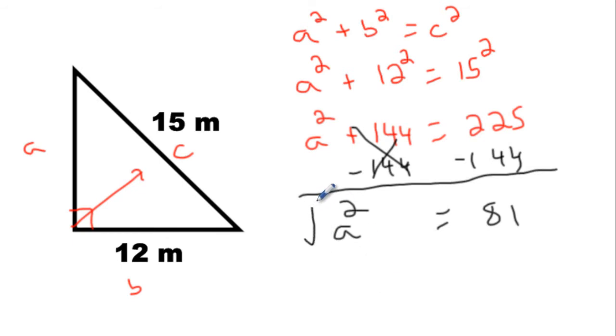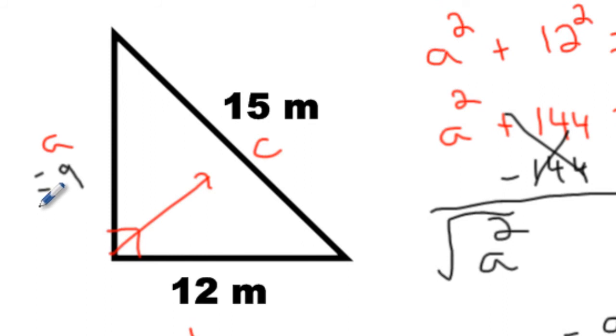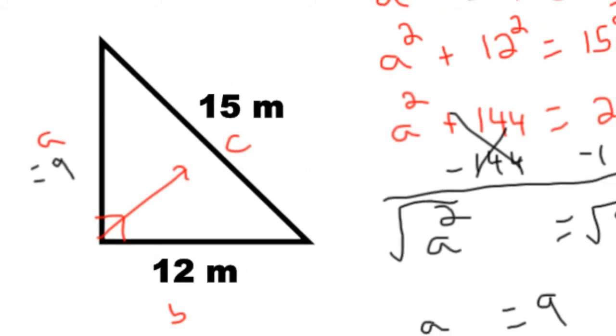We'll just square root a squared. And that gets us a. And square root 81 gets you 9. A equals 9. Beautiful. 15 is still the longest side, so it's a reasonable answer.